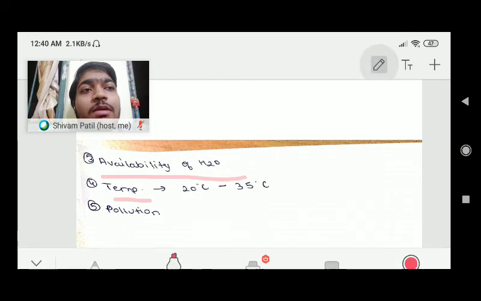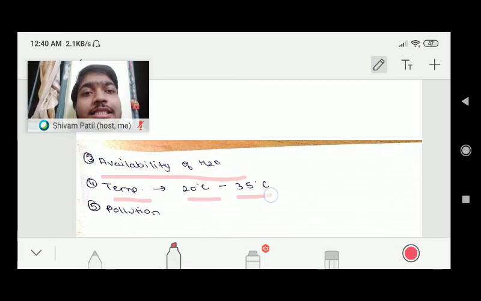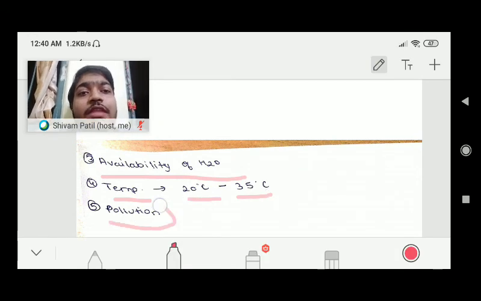So an optimum temperature of 20 degrees Celsius to 35 degrees Celsius is required for photosynthesis. And the fifth one is pollution.